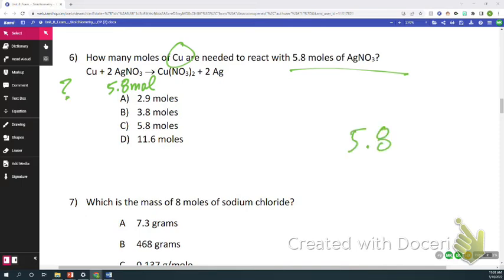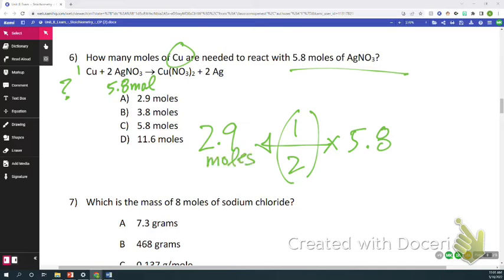So, to go to the front, you have to write the mole ratio train, but you can multiply backwards, okay? Mole ratio train. You're going to a 1 and you came from a 2. So it's 5.8 times 1 divided by 2. So you just cut it in half, right? 2.9 moles. And that's your answer.